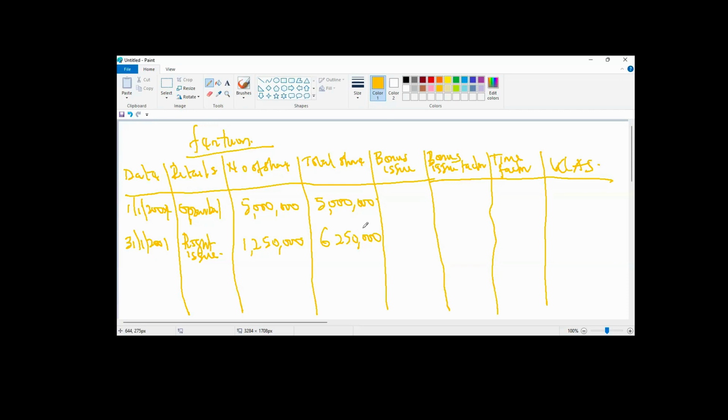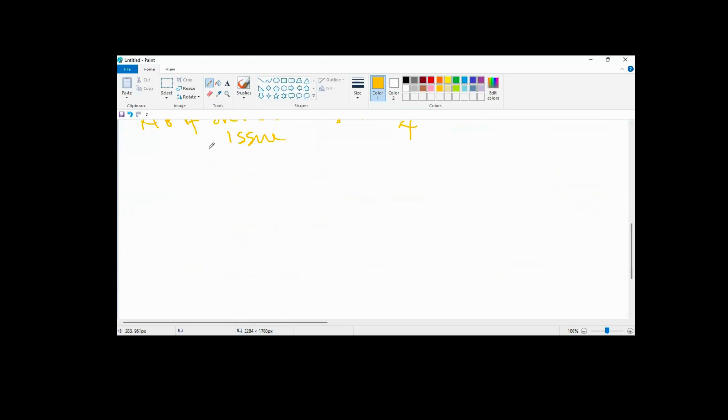Nice. I need the bonus issue factor, which is the market price over the theoretical ex-right price. You don't give me the market price, I'm going to check. The company made the right issue at a right price of 2 naira. They give you the market price, 2 naira.